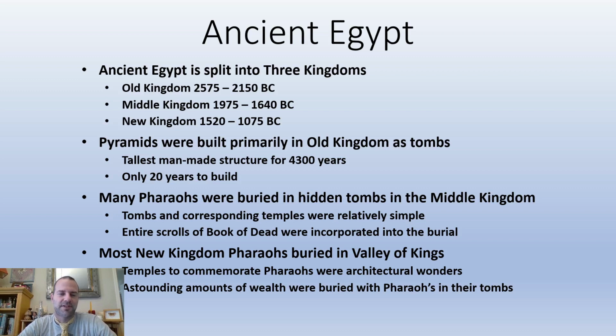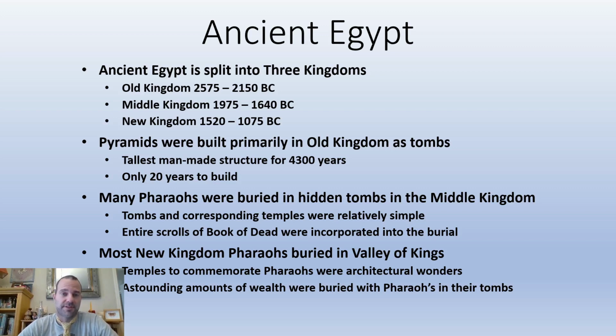Ancient Egypt. Ancient Egypt is split into three kingdoms: Old Kingdom, Middle Kingdom, New Kingdom. Pyramids were built primarily in the Old Kingdom as tombs. Many pharaohs were buried in hidden tombs in the Middle Kingdom. Most New Kingdom pharaohs were buried in the Valley of the Kings. Okay, so what I don't want is for you to just give me a list of facts. That's not a narrative. You're just telling me these are points in history and what happened.